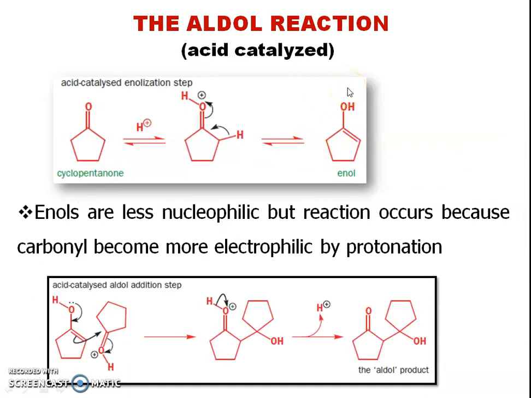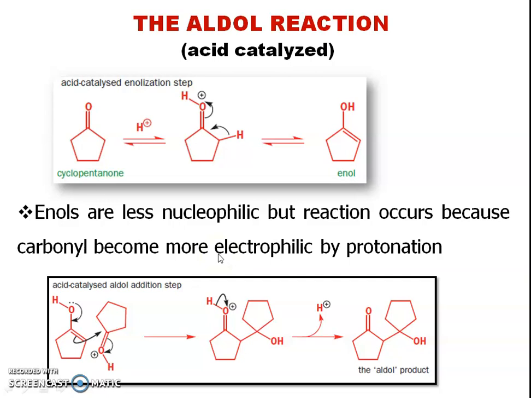Next reaction, we already saw the base catalyzed reaction. Next one is the acid catalyzed reaction. In the presence of acid, an aldol reaction also occurs, but the only difference is that instead of an enolate, it forms an enol. First, it protonates. For example, in the case of cyclopentanone, it protonates the carbonyl first and forms an enol like this. And these enols are less nucleophilic.